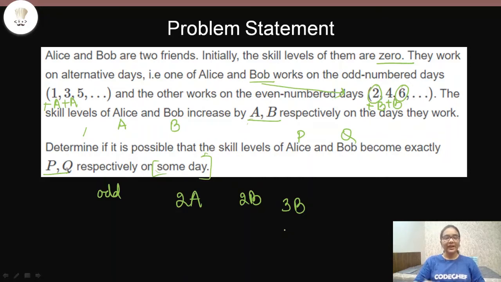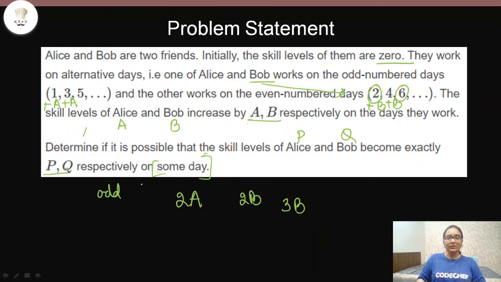Now what we have to find out in this problem is to determine if it is possible that the skill level of Alice and Bob become exactly P and Q respectively on some day. So we want Alice's skill level to become P from 0 and Bob's skill level to become Q from 0, on any particular day. It is not like they have given a particular day when it should happen, but they only want to know whether it is possible or not for Alice and Bob to achieve skill level P and Q respectively.